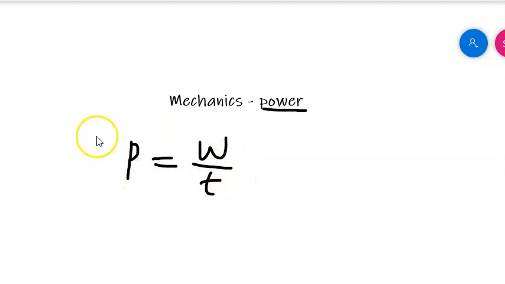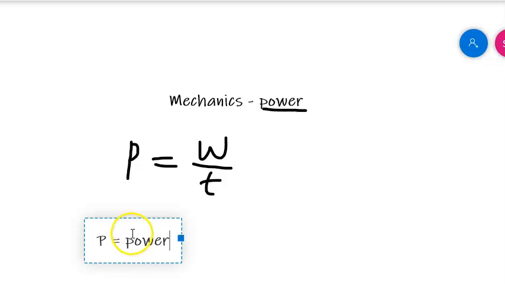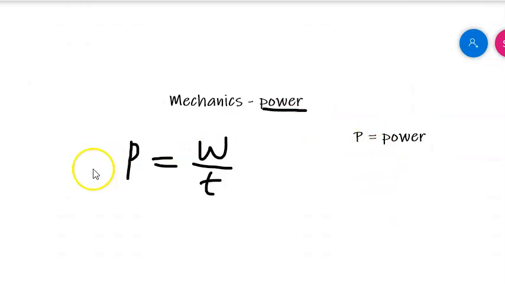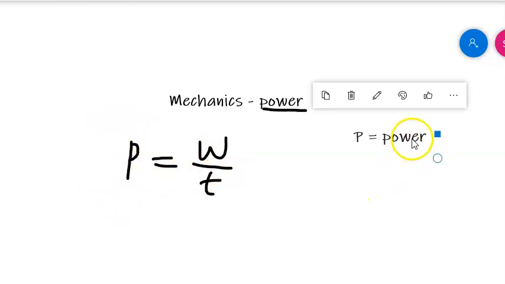Just be careful with this. P is the second capital P that you will come across in this topic. This stands for power. There is one other value that this could mean, and that is pressure. So you might see a capital P which refers to pressure, which would be force over area. Just make sure that if you see this capital P, you know it means power.